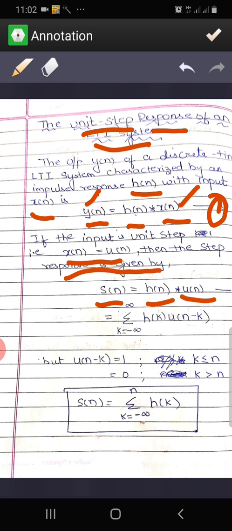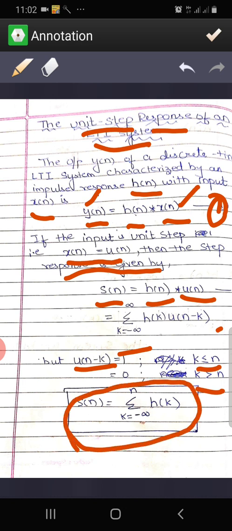Therefore we'll apply the convolution formula, sigma k equal to minus infinity to plus infinity h of k u of n minus k. Here this signal u of n minus k exists only for k less than n, where it is 1. For k greater than n, it is 0. Therefore, our new limits for s of n is sigma k equal to minus infinity to n h of k. So, remember this formula. This we are going to use in the numericals.